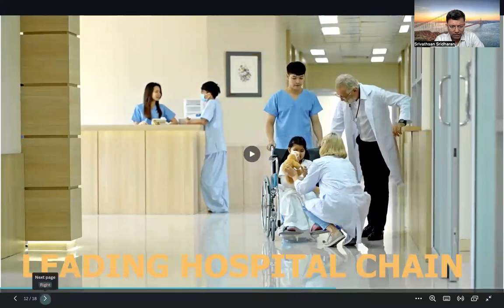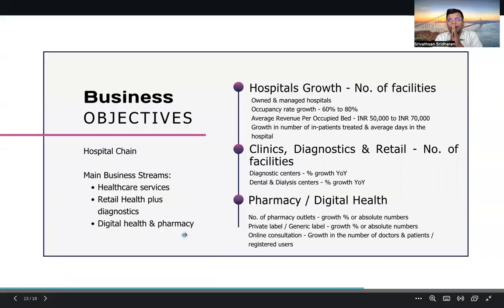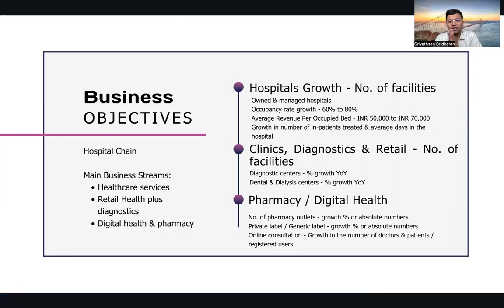Now, as a hospital chain, the person will have a few business objectives. Their main streams of businesses are threefold. Healthcare services is basically having a lot of big hospitals or rebranded hospitals. Then the next was having retail health plus diagnostic centers.